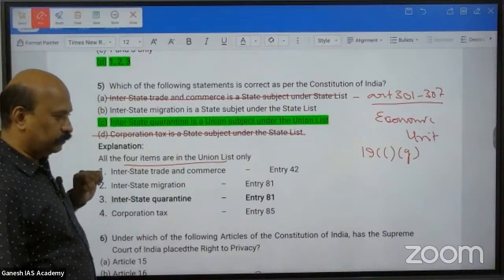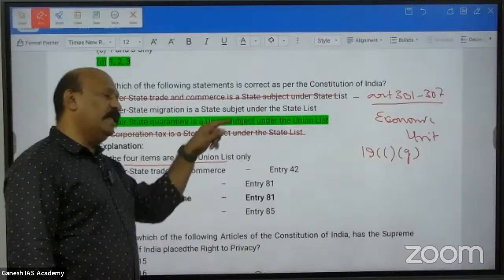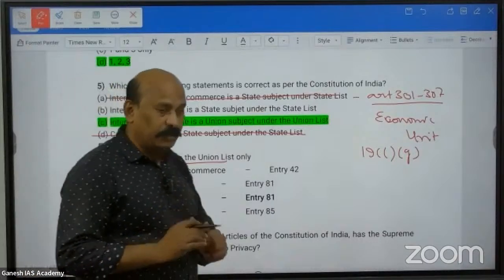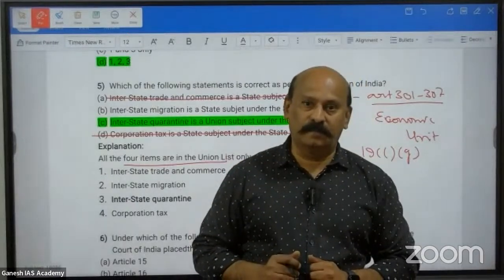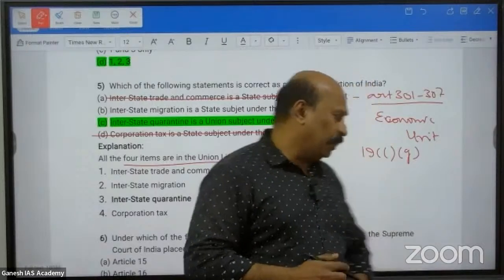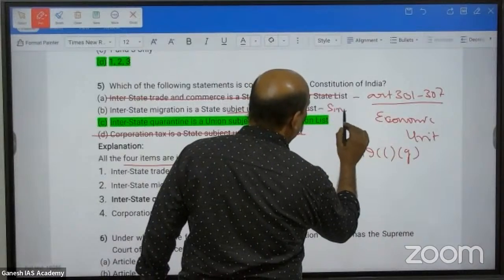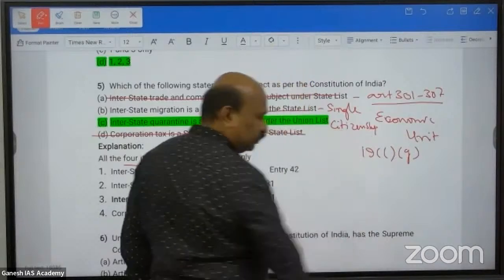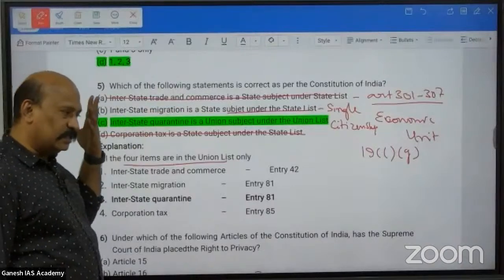Then the 2. Interstate migration is also, you can guess, it cannot be in the state list. Supposing interstate migration is in the state list, just imagine if somebody migrates from Tamil Nadu to say Maharashtra, or from say Maharashtra to New Delhi. How can it be? So this cannot be in the state list because this will be against the Constitution's principled stand of single citizenship. So if you eliminate all these things, obviously the answer is 3.